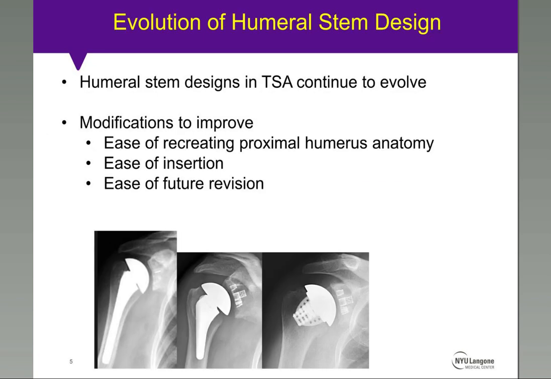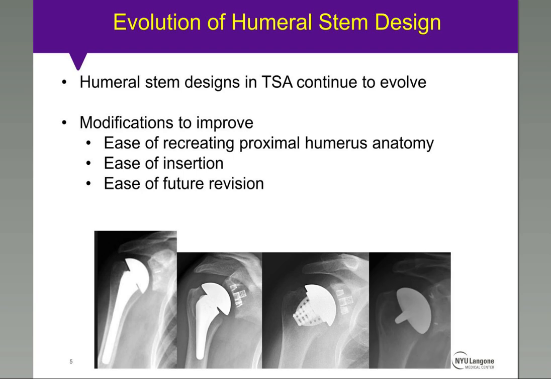Humeral stem designs in total shoulder arthroplasty continue to evolve. There have been many modifications over the last several decades with the intent to improve the ease of recreating proximal humerus anatomy, the ease of insertion, and the ease of future revision. In this talk, I will go over the modifications in the humeral stem over the last few decades and their current use in 2019.